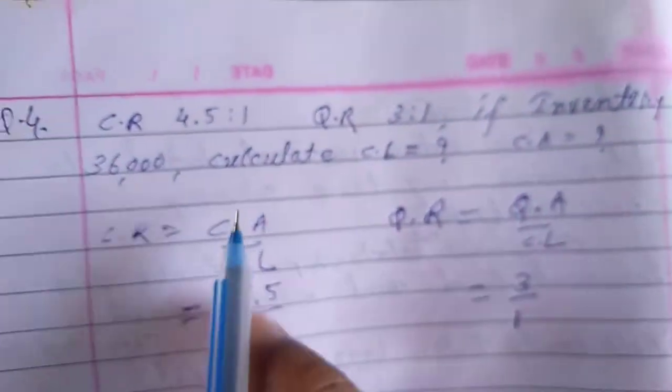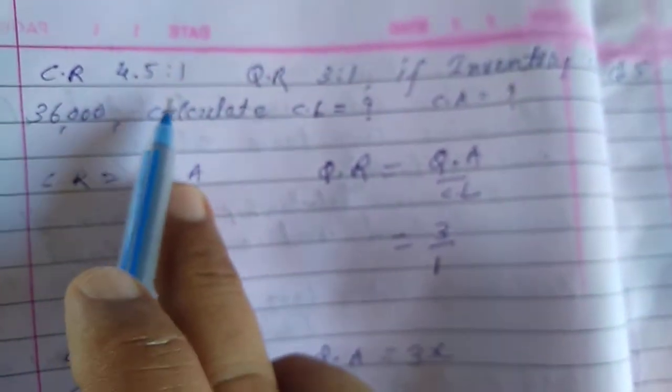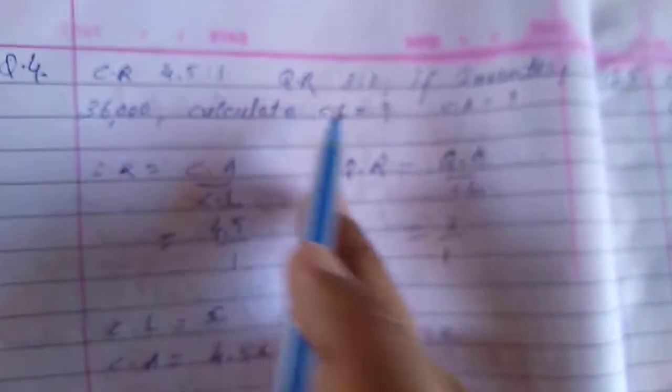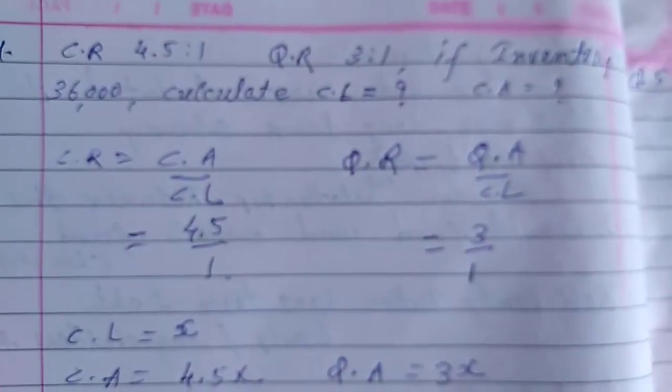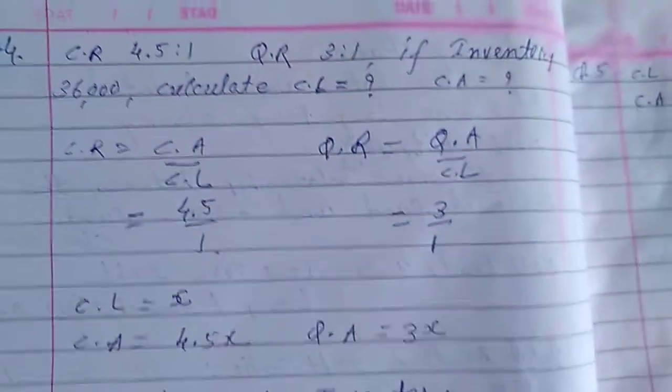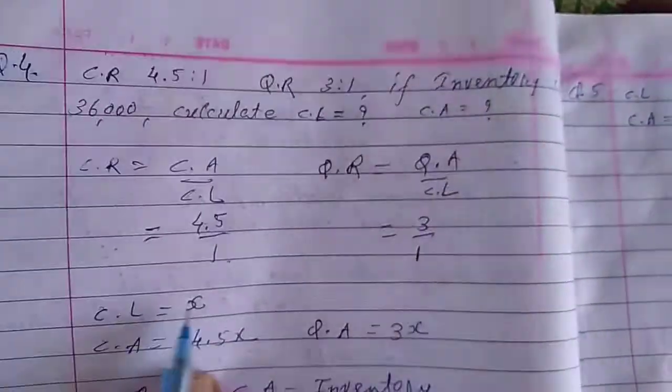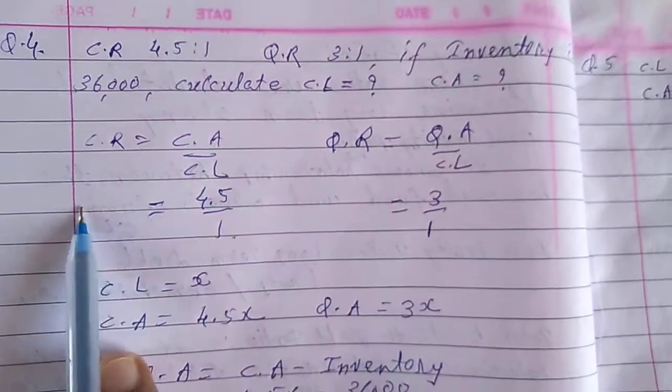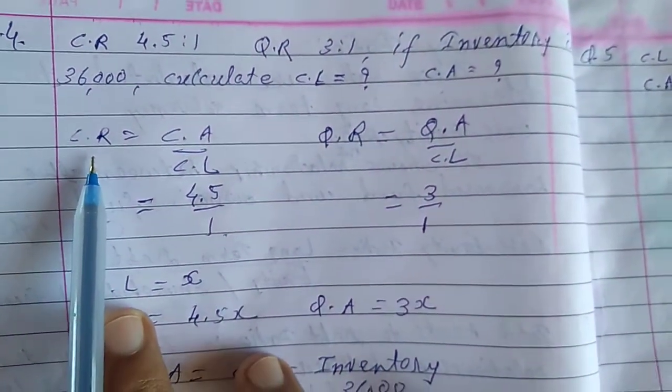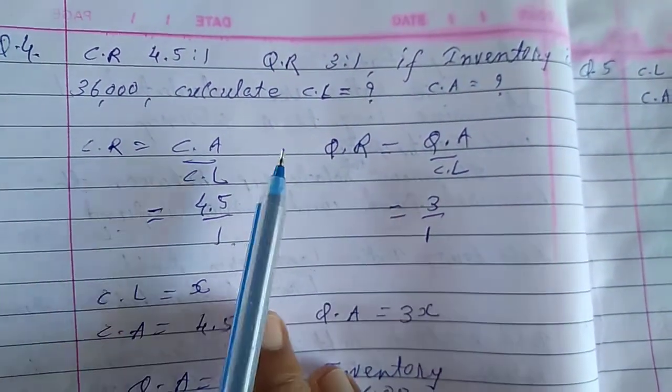So here is how to find the current asset and current liability when current ratio and quick ratio are given. Current ratio is 4.5 is to 1, quick ratio is 3 is to 1. If inventory is 36,000, then calculate current liability and current asset. So we put the formula of both current ratio and quick ratio.